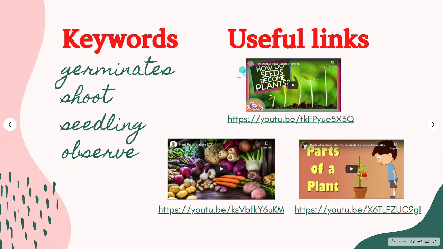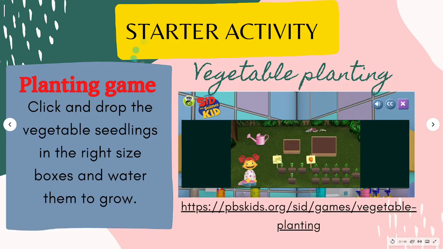These are very interesting videos about how the seeds grow and parts of a plant that we eat, so don't forget to watch this. Let's have a fun interactive game where you can start planting in your virtual garden. Okay, so click and drop the vegetable seedlings in the right size boxes and water them to grow. Again, you must follow the instructions properly to level up. Isn't it fun to do vegetable planting?